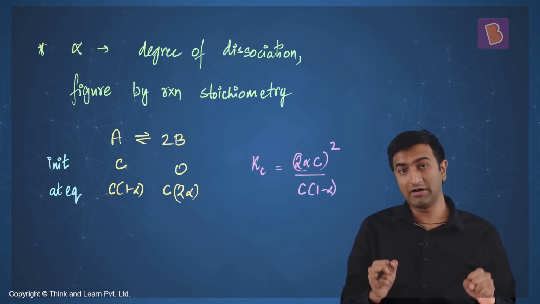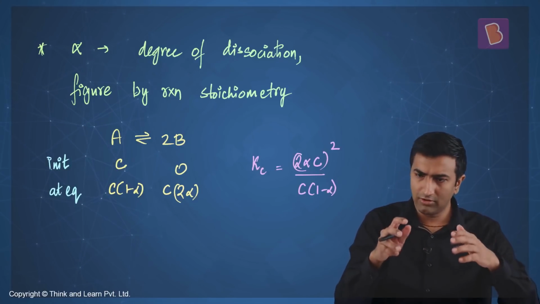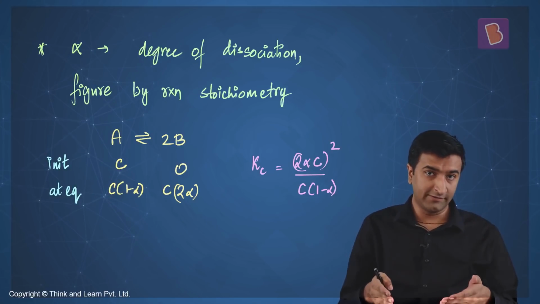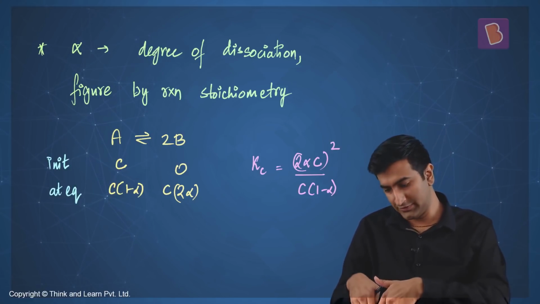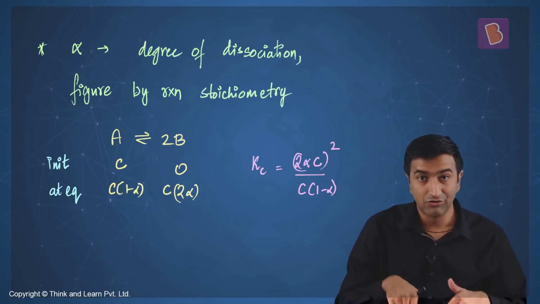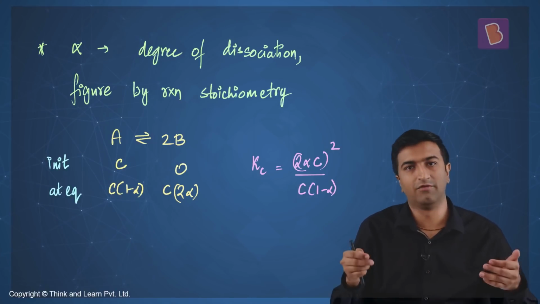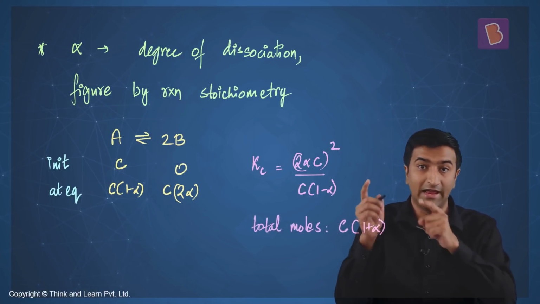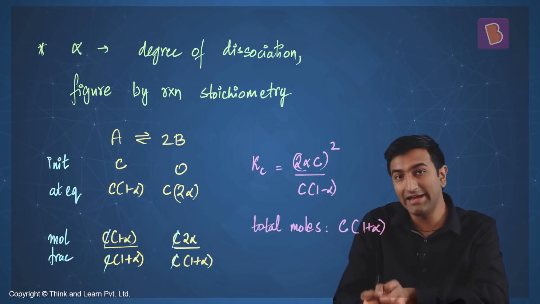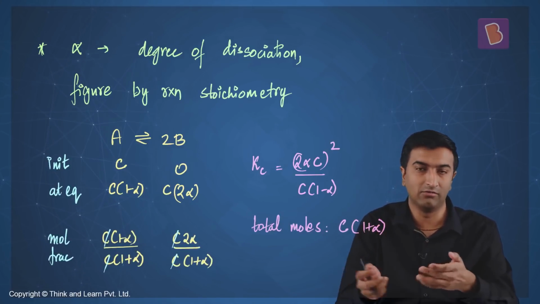Now, if you want to get Kp, you don't care about Kc. The starting point is the same. What you need to do is get partial pressures. How do you get partial pressures? Partial pressure is total pressure into mole fraction. So get the mole fraction. How do you get the mole fraction? Get the total number of moles. I have the initial number. I have the moles of the particular substance at equilibrium. Divide that by the total number of moles. There you go. That's the mole fraction.